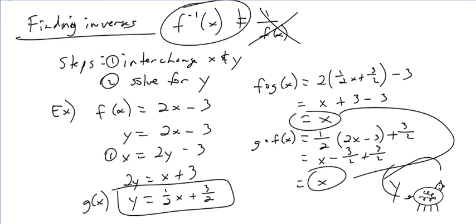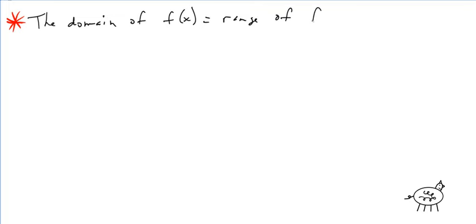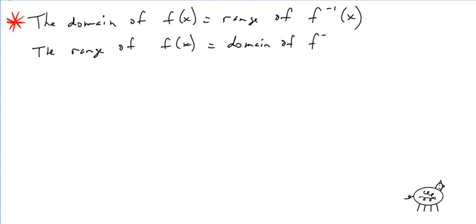Okay, so a couple important things here. Write these few things down here. The domain, and I'm going to put a star next to it, or an asterisk, I guess, because this is important. Everything's important, though. I guess I could put a big star next to everything. Okay, the domain of f of x equals the range of the inverse. And the range of f of x equals the domain of the inverse.